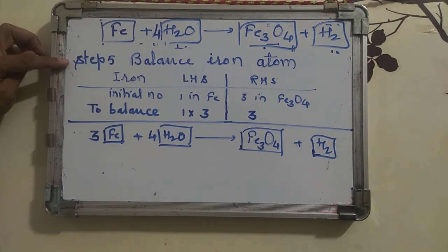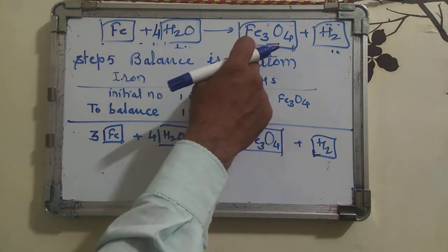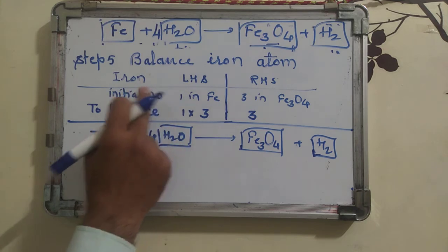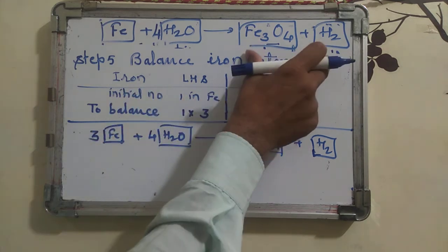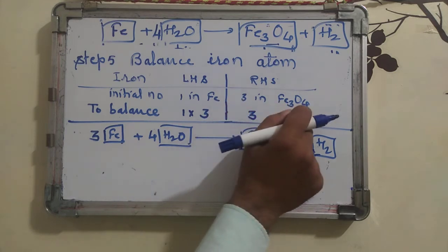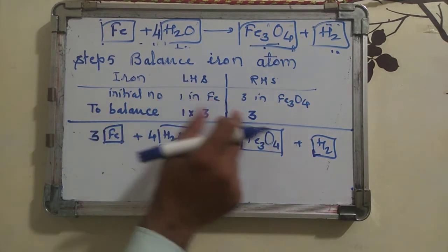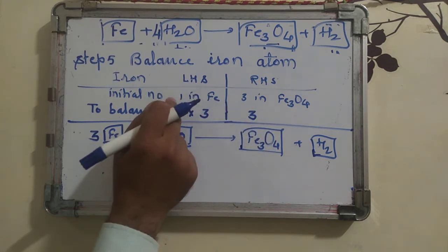Now let's see step 5, balance iron atom. Now how many irons are present? 3. Here, write the initial number of iron: 1 in Fe. On the right-hand side we have 3 in Fe3O4. So to balance this, on the left-hand side we have to multiply by a coefficient of 3.